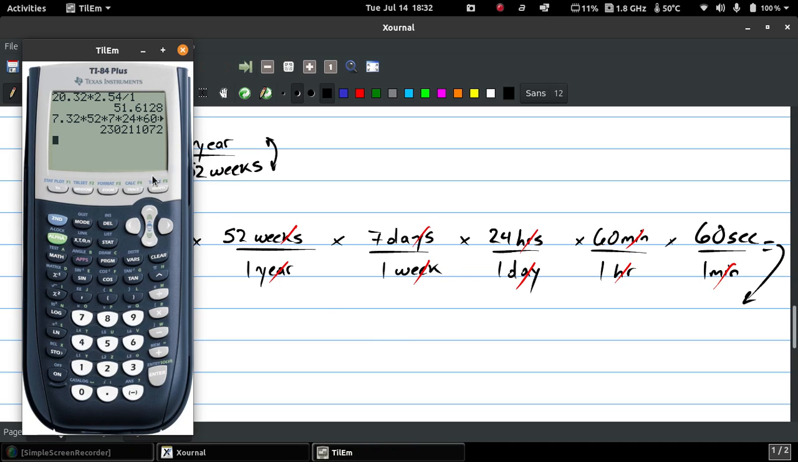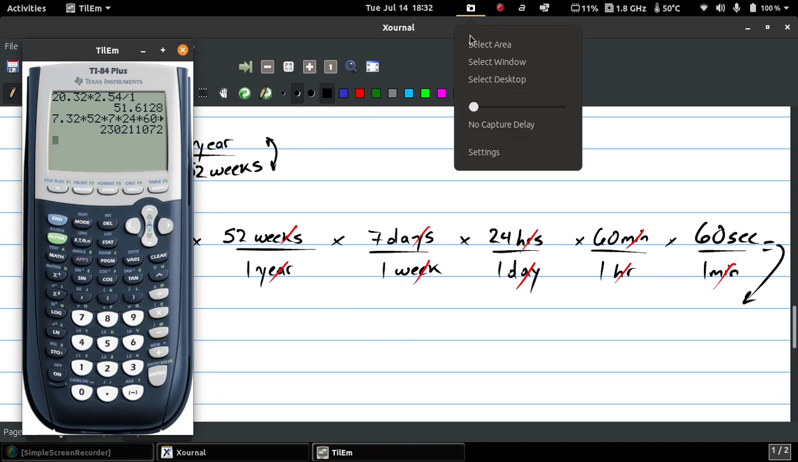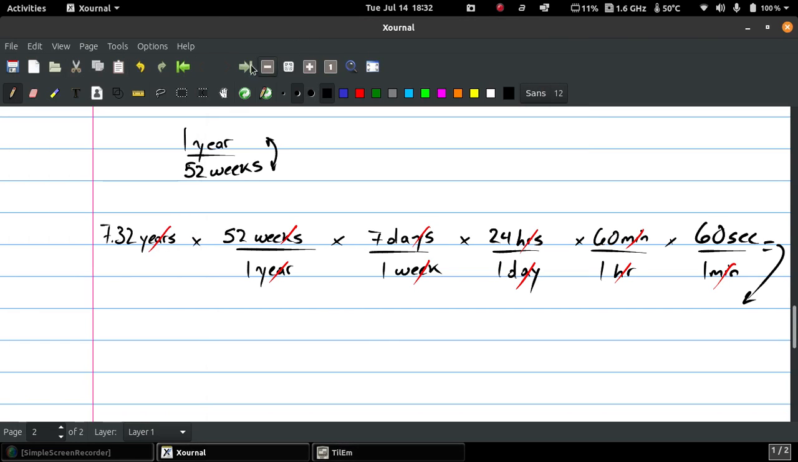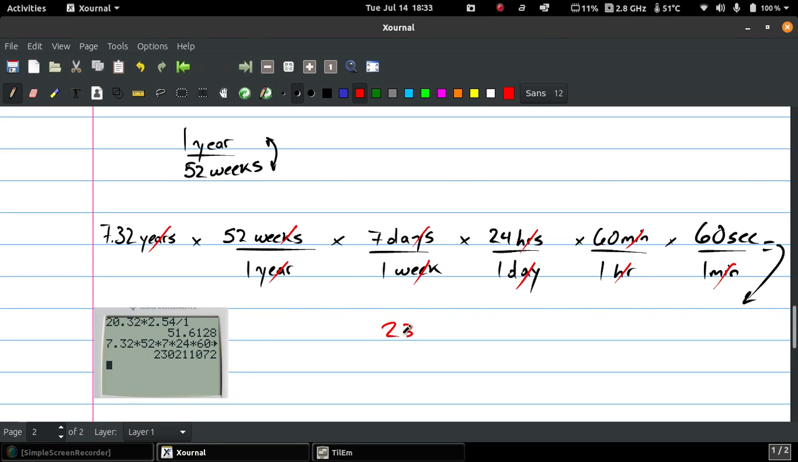So our answer is, I'm going to copy this, because otherwise I am not going to be able to remember. So our answer is 230211072. So you have 230,211,072 seconds in 7.32 years.